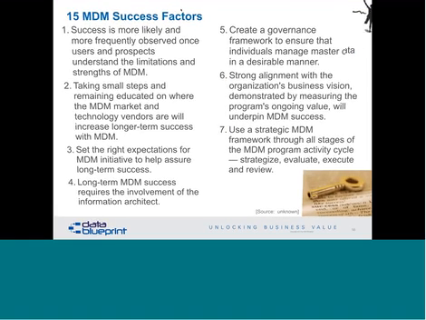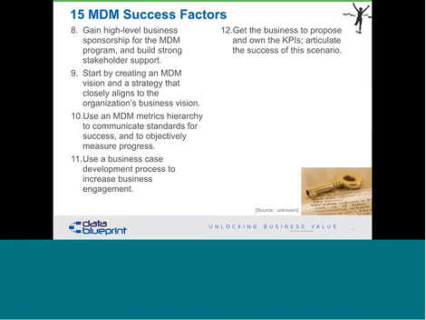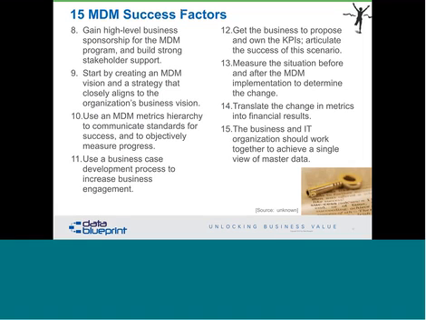Then we need to make sure we've got high-level business support, vision, and strategy. I mentioned the hierarchy a couple times. It's also a metrics hierarchy. It's important to understand that all of these things build towards objective success that you can measure on an ongoing basis. Business case development never hurts to do. Get the KPIs right. Measure the situation before and after so that you can show that there is an improvement. Translate the change into metrics and then into financial results. Because if you don't have that so what, it's going to be very, very difficult for anybody to come up with it. And again, it's got to be a joint IT and business initiative.